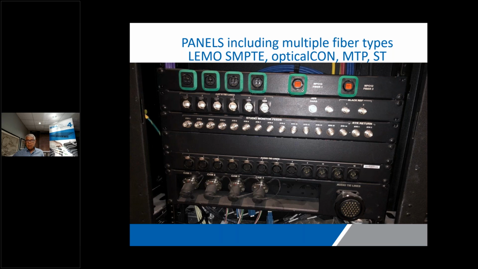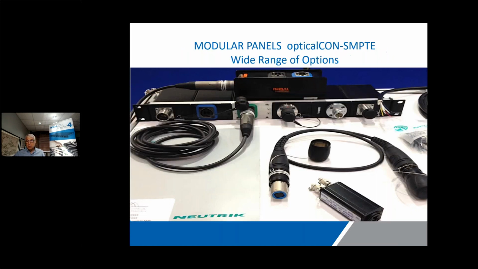The panels of today are always consisting of different types of fiber together with copper. This is an example of something that we did a lot of. You can see that there's optical con in the upper left, there's MTP in the upper right, there's your Cat6, there's BNCs, there's STs, XLRs, DT12s, and then LEMO SMPTE cameras, the 1 to 4. This is something you could expect to see in most future facilities.